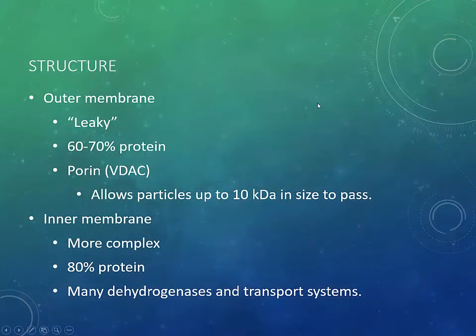So as I've kind of already alluded to, the outer membrane of the mitochondria is somewhat leaky. It's 60 to 70% protein, and there are some porins, voltage-dependent porins, that allow particles of about 10 kDa in size to pass. The inner membrane, however, is a lot more complex. As you can see, it's almost 80% protein, and there's all kinds of dehydrogenases and transport systems, mostly acting on that proton gradient that I mentioned earlier.